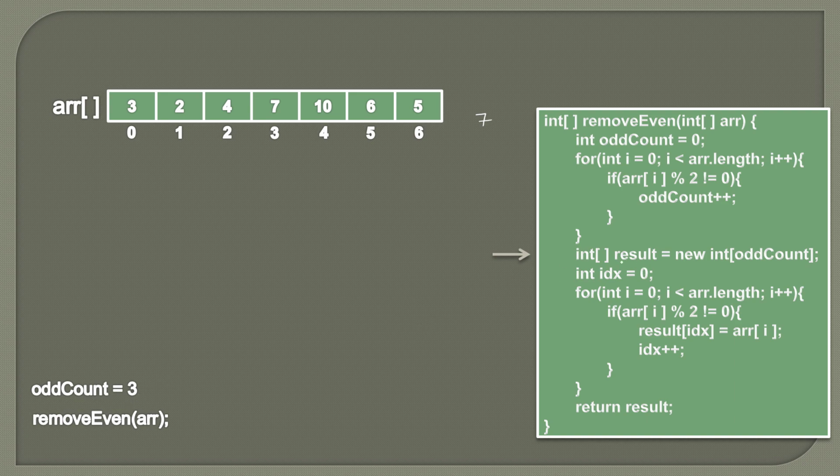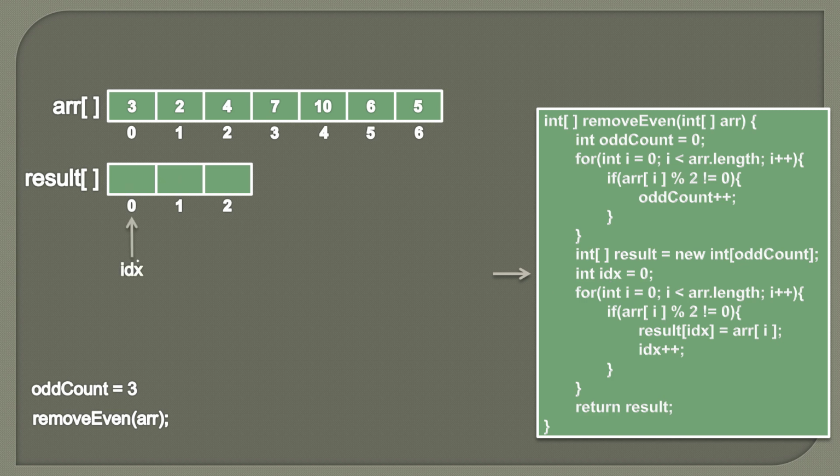So we will create the result array. We pass in the odd count because we have calculated the odd count through this for loop. So the result array will have only 3 elements. Now here we will create one index starting from 0. So this index will help us in filling the result array.